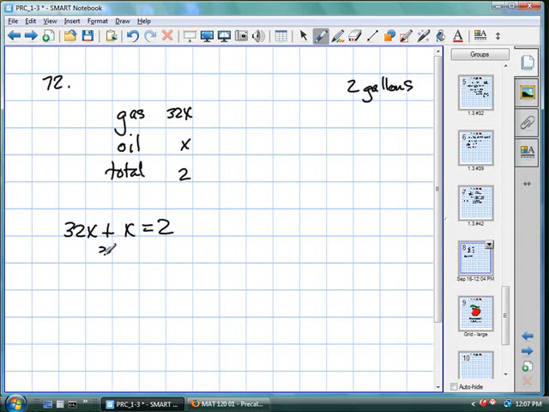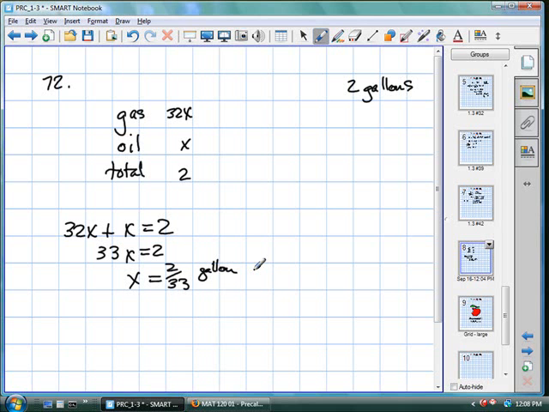And let me just figure that out. That's 33x equals 2. So x equals 2/33. So in other words, that's a pretty tiny fraction of a gallon. That's how much oil he used for this, right? Does that make sense? Now, how much gas should he add so that it becomes 40 parts gasoline?